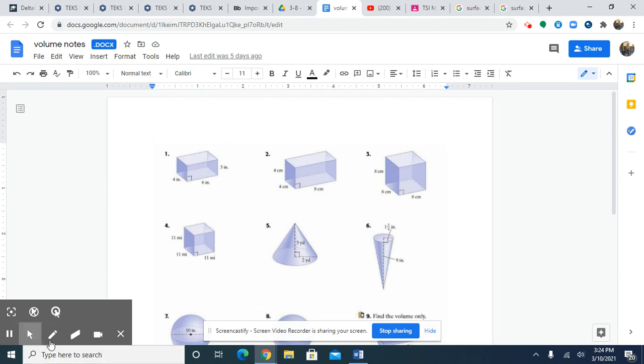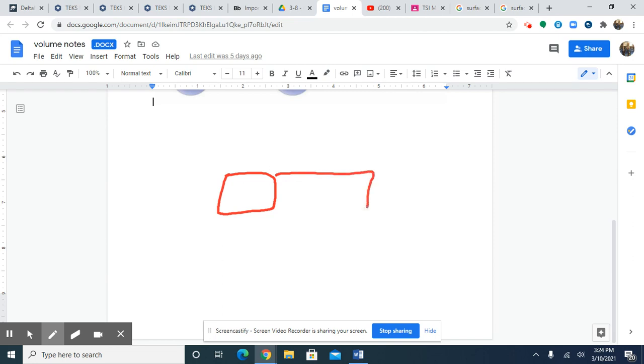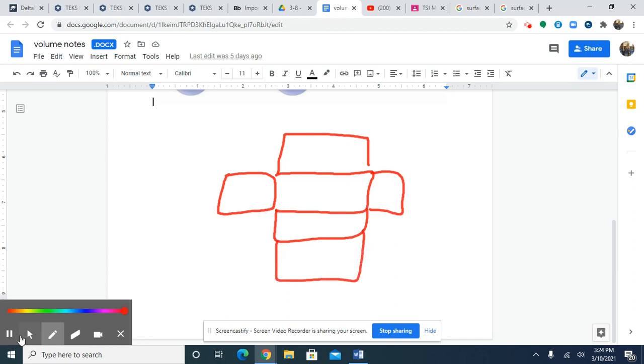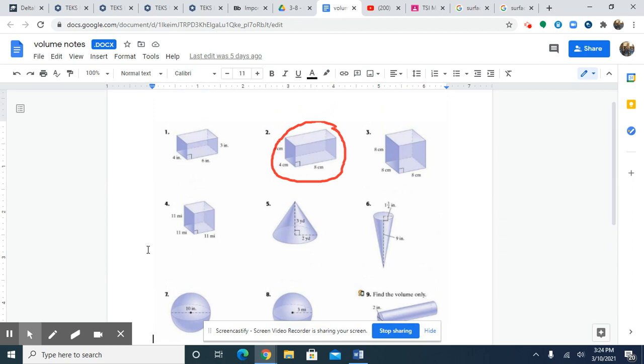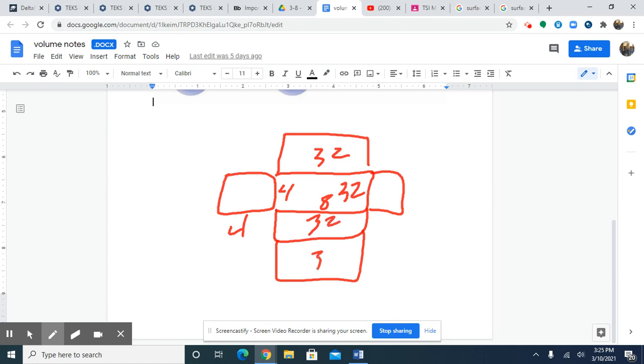So going back up, now we have another rectangular prism, and we can come back here, and again, we can set it up this way. Now these have sides of 4, 4, and 8. So we have 4, 4, and 8. So the area of one rectangle is 4 times 8, which is 32. So that means all these rectangles are also going to be 32.